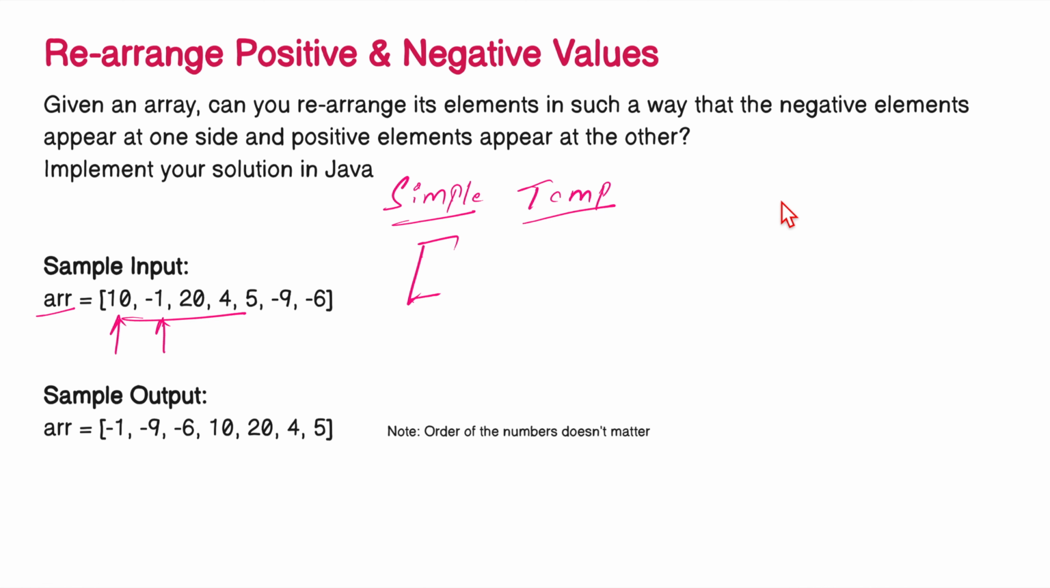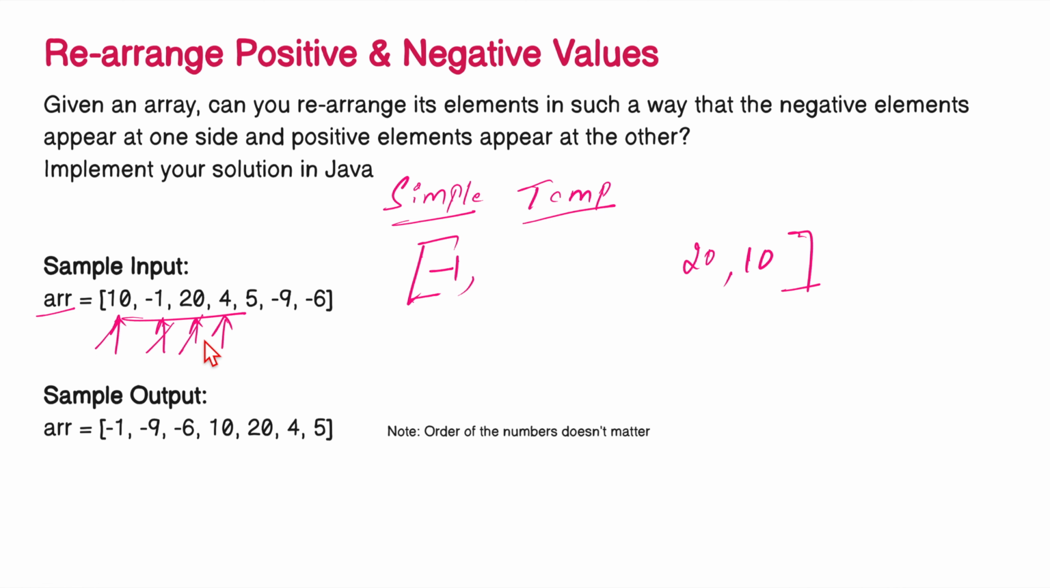We'll create an array of the same size as the input array. The first element is a positive element, 10, so we'll insert it at the rightmost index. When we encounter -1, we insert it at the first index, the left side of the temporary array. Then we move to the next index, which is 20. Again this is positive, so we'll insert at the end.